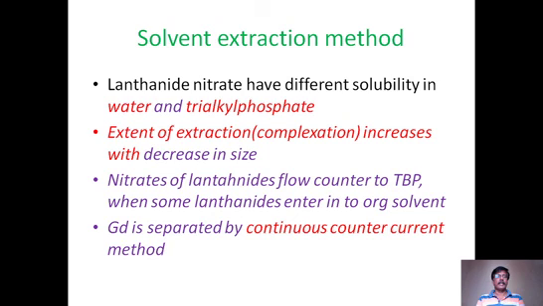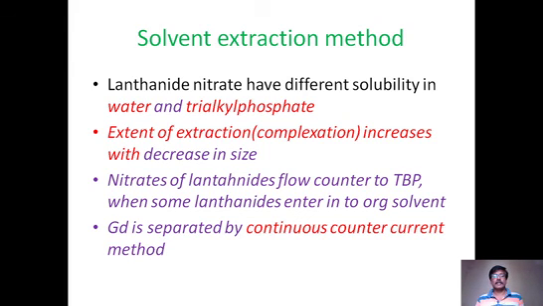And we take lanthanide nitrates because they have different solubilities in water and in trialkyl phosphate. Mostly trialkyl phosphate is taken as the organic phase and water is taken as the aqueous phase. Lanthanides have different solubilities in these two. And the extent of extraction, that is the complex formation, increases with decrease in size. So if the lanthanide size is very small, then it can easily be extracted. That is, a complex is formed so that it runs fast.